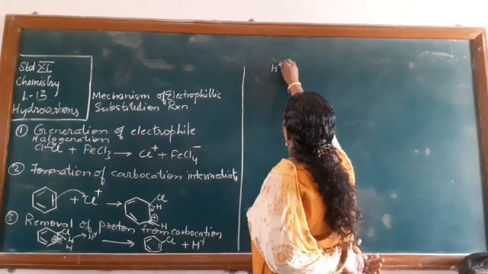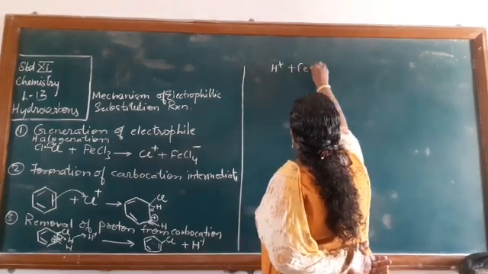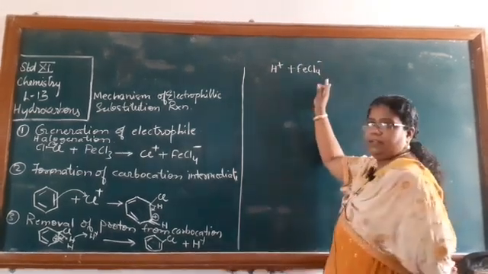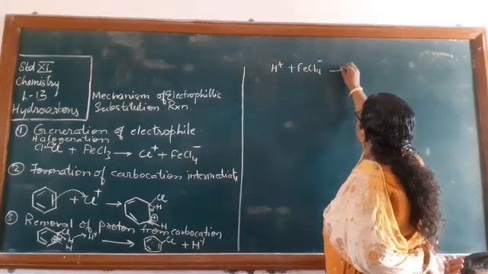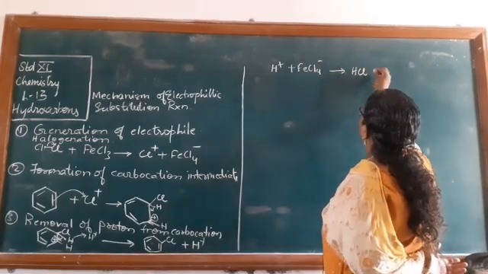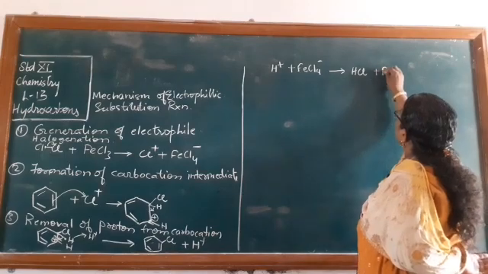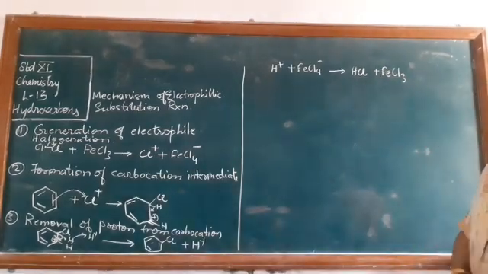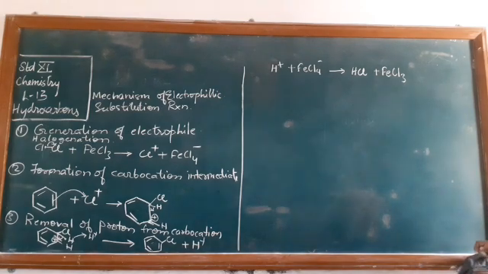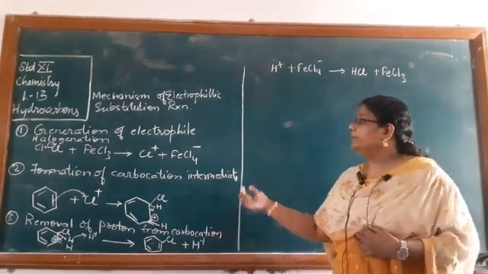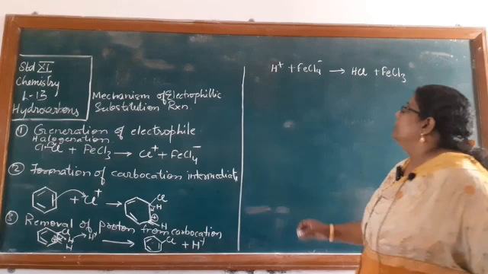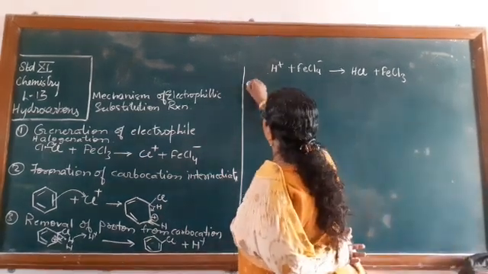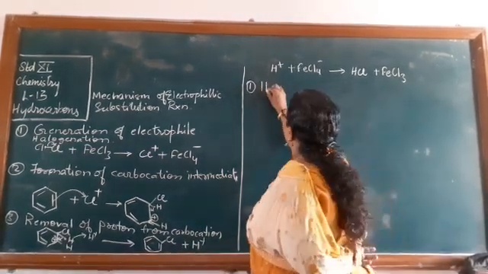So H plus, FeCl4 minus, right? So this H plus will take away the Cl and form HCl, and you will get back your catalyst, which is FeCl3. So this is how you are obtaining your catalyst back, and also you will get the product as HCl. So first let us discuss the electrophilic substitution reaction, which is halogenation.